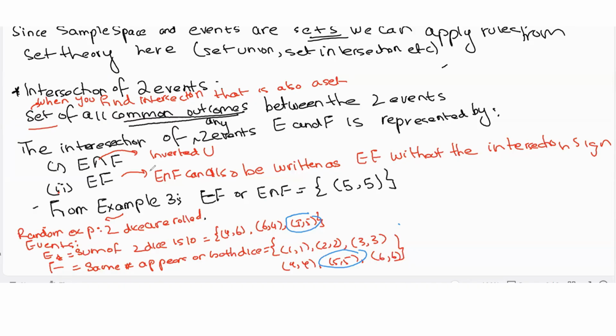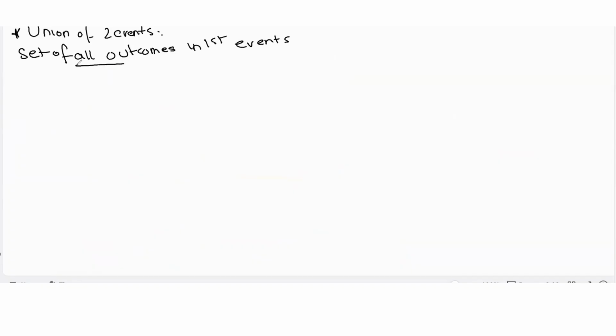Now let's look at the union of two events. So now let's discuss the union of two events. When you talk about the union of two events, it's the set of all outcomes in the first event and all outcomes in the second event. The key words here are all outcomes.